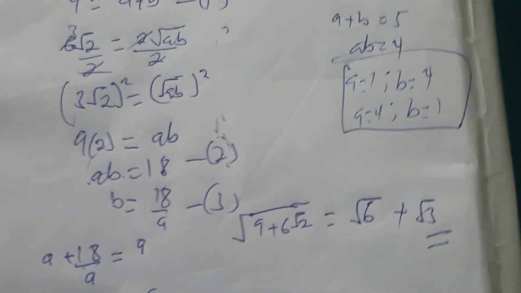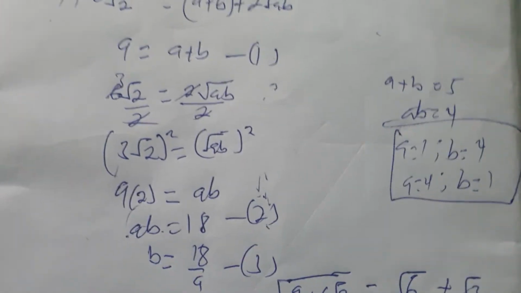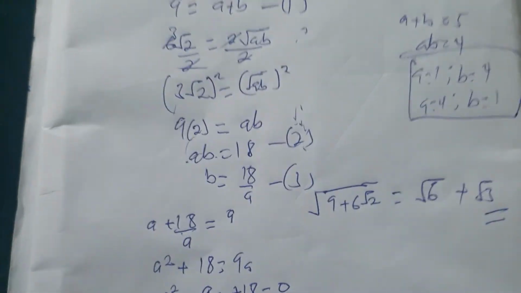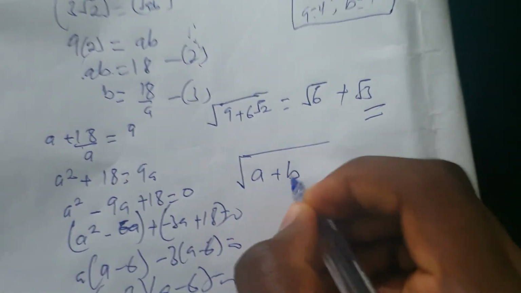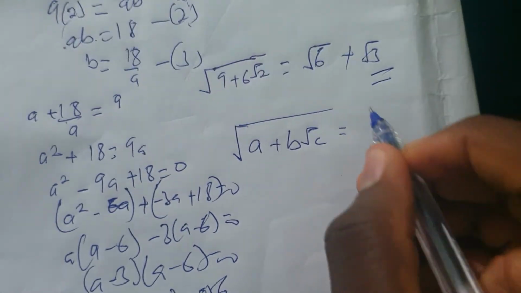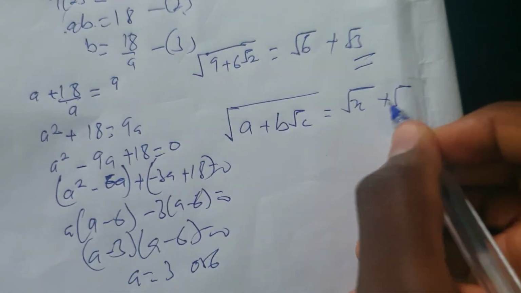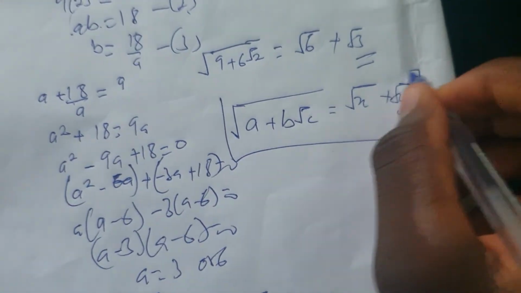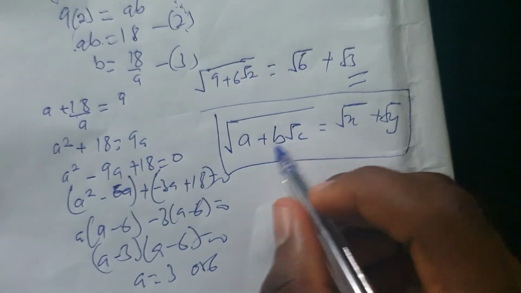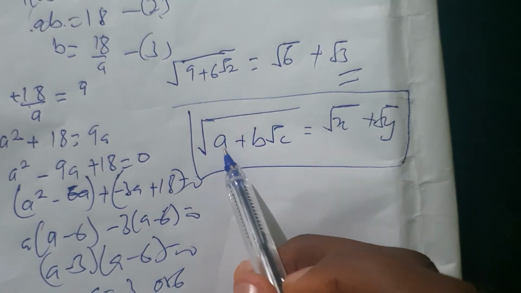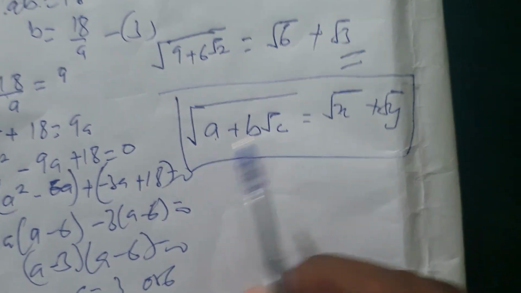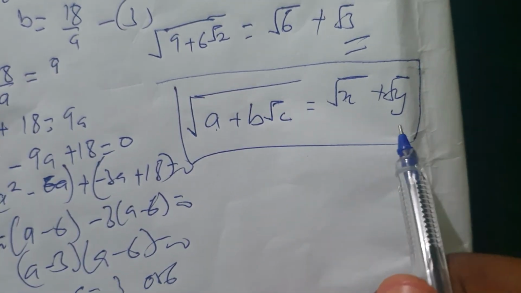I'll try and upload a video showing the general solution for this kind of question. So if you have any expression in the form a plus b root c, let's say is equal to root x plus root y, if you can solve for the values of x and y here, it will give you a general solution, so that for any values of a, b, and c, you'll be able to find your answer.